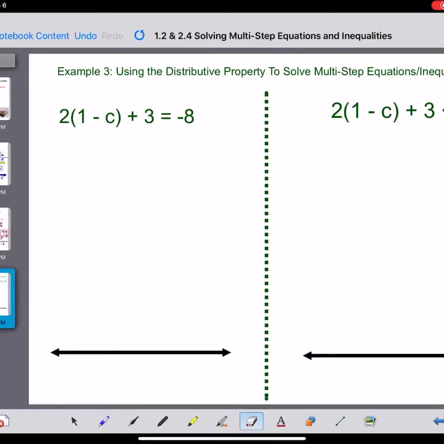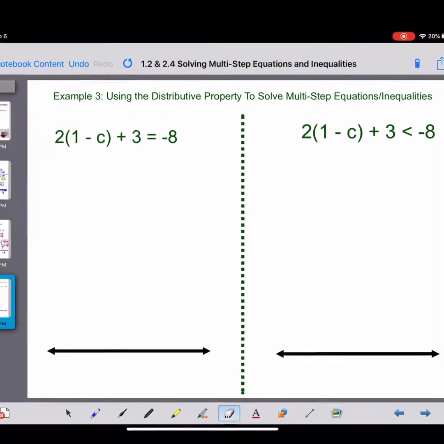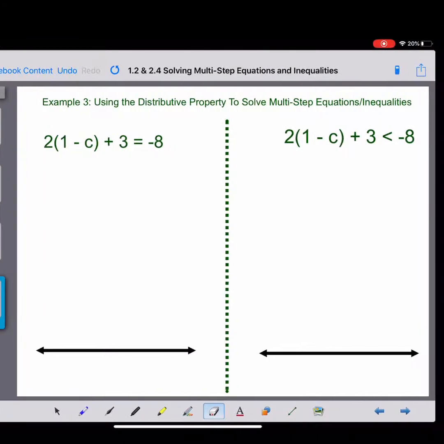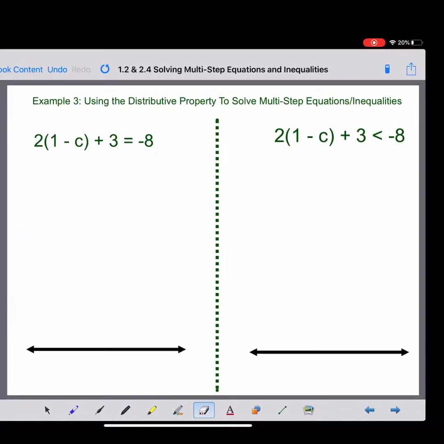All right, our last example is going to use the distributive property in order to solve the equation or inequality. That set of parentheses means that the outside number needs to be multiplied through to both numbers on the inside. The distributive property uses multiplication. So I'm going to multiply 2 times 1, which is 2, minus 2 times c, which is 2c. Everything else is going to be copied.